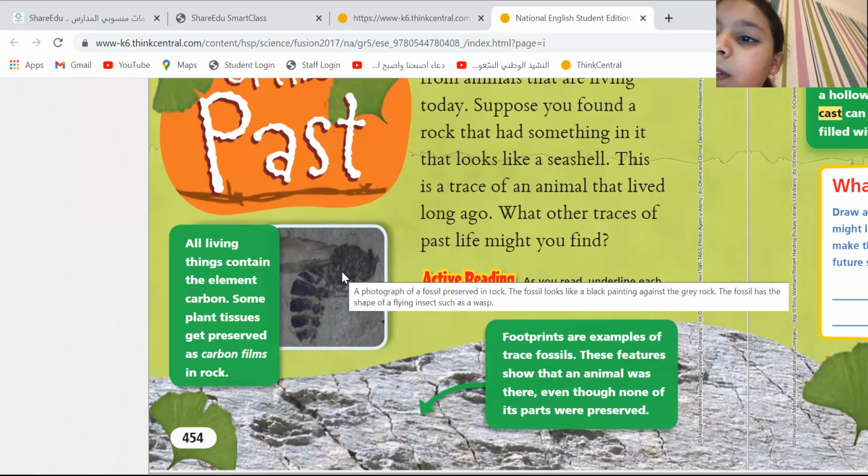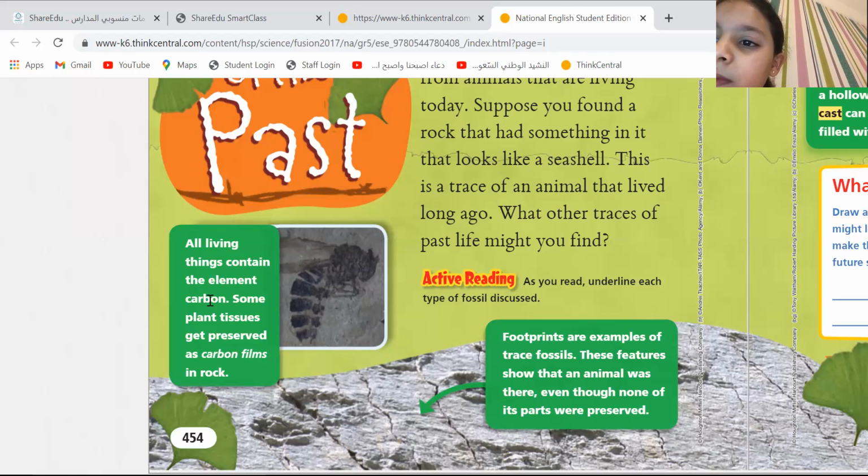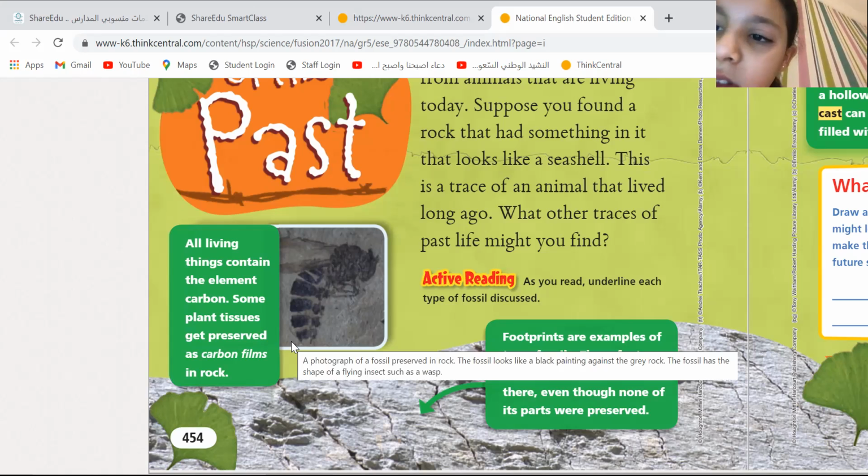Very good. So all living things contain the element of carbon. We call it carbon. Some plant tissue gets preserved as carbon films in rock. See? This is so cool. It did not freeze or get trapped or kept there. You can't see everything. You only see the print of it.